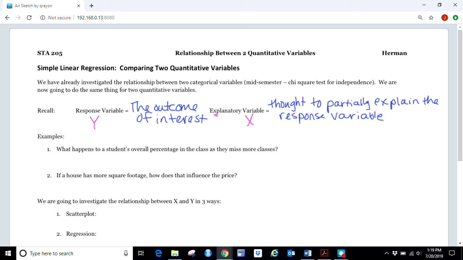So let's first talk about this through just a couple of examples to see where we might have these two quantitative variables. So you want to see what happens to a student's overall percentage in the class as they miss more classes when we were doing like a face-to-face class. So my two variables that I'm looking at here are the overall percentage in the class and kind of how many classes they miss. So those are my two variables. So we have our class percentage, which is quantitative, and then we also have our number of classes missed.